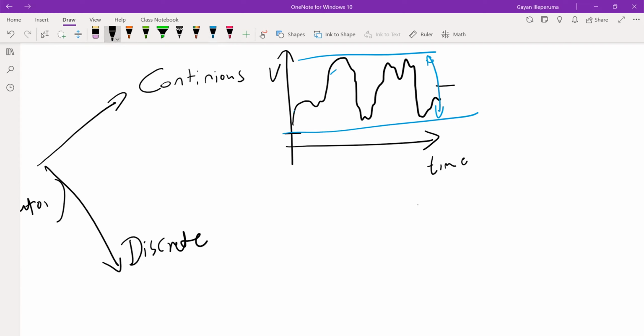Such a circuit that uses continuous voltage levels to represent information is known as an analog circuit. That is an analog circuit.